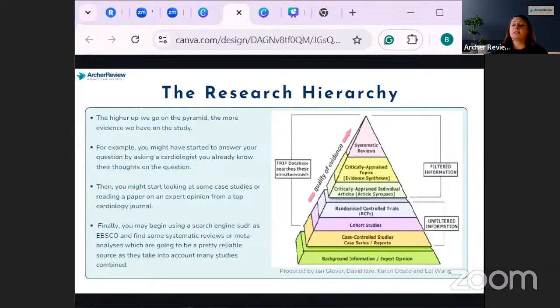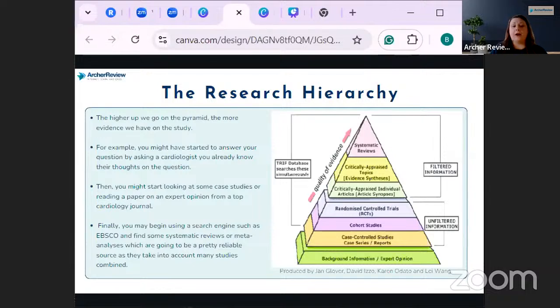So even using the good search engines, you're going to discover many different types of studies. You may have some of those buzzwords in there, prospective study or a longitudinal study or a systematic review, as we talked about in the beginning, right? And so this little pyramid comes from Glover, Izzo, Odato, and Lay.